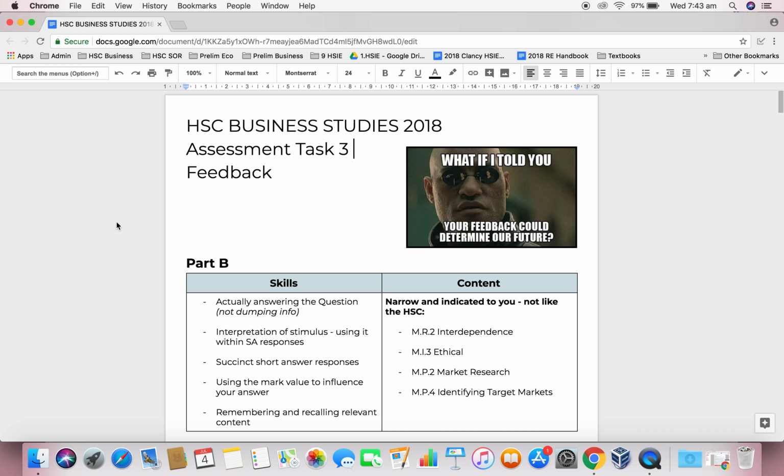So to start off with, it's really important that you take on this feedback as well as your feedback from task 1 and task 2 to inform you and really prepare you for the trial. And we know that that is not very far away at all.